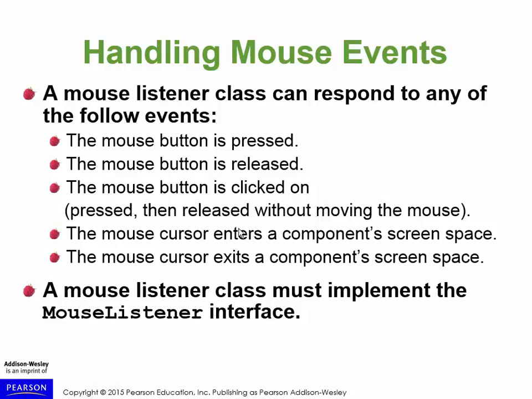Notice a mouse listener class can respond to a bunch of different events: the mouse button being pressed or released, the mouse button being clicked on, pressed then released without moving the mouse, when you enter a screen space, and when you exit. So things like mouse over, mouse out, etc. Anytime you use the mouse listener class, you must implement the mouse listener interface. You're going to see examples of that in just a bit.